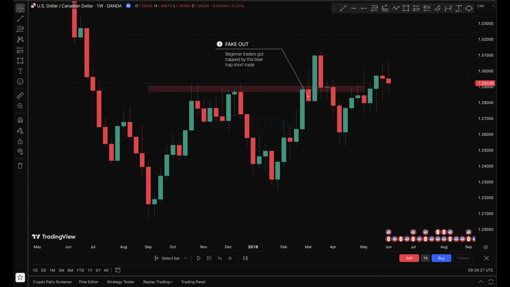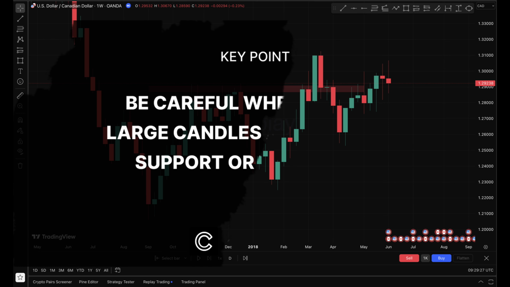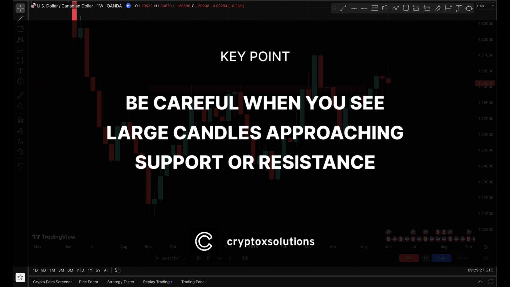The next candle shows people tried entering short, but that failed. Price blew right through. That's a mistake most beginner traders make. They see the long wick candle and think, "Oh, great short." Be very careful when large candles approach support or resistance levels.